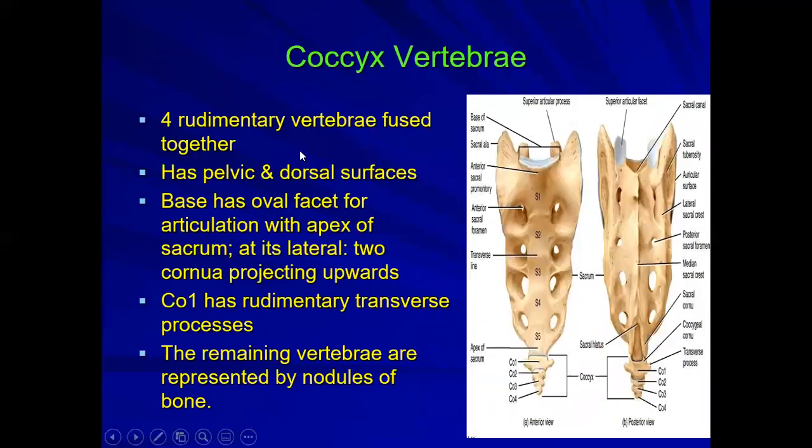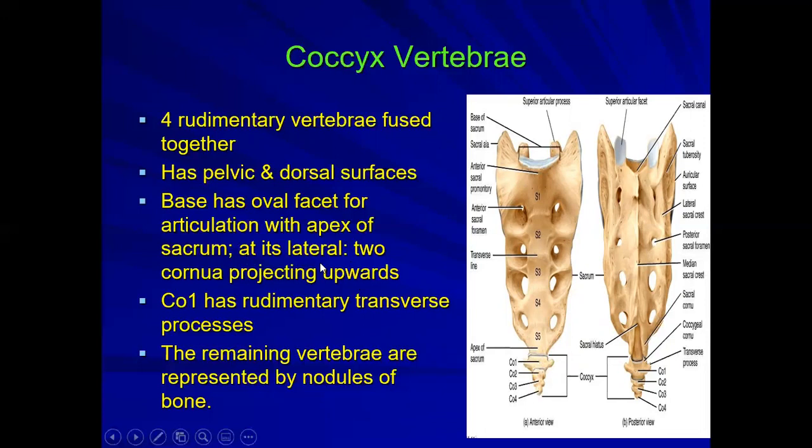Okay, now we're going to proceed to discuss the coccygeal vertebra. It's a very small bone here. It consists of four rudimentary vertebrae, 1, 2, 3, 4, that fuse together, and it also has two surfaces, the pelvic surface or anterior surface and the dorsal surface. This is the dorsal surface. The base of the coccyx has an oval facet for articulation with the apex of the sacrum. So this is the apex of the sacrum that articulates with the base of the coccyx.